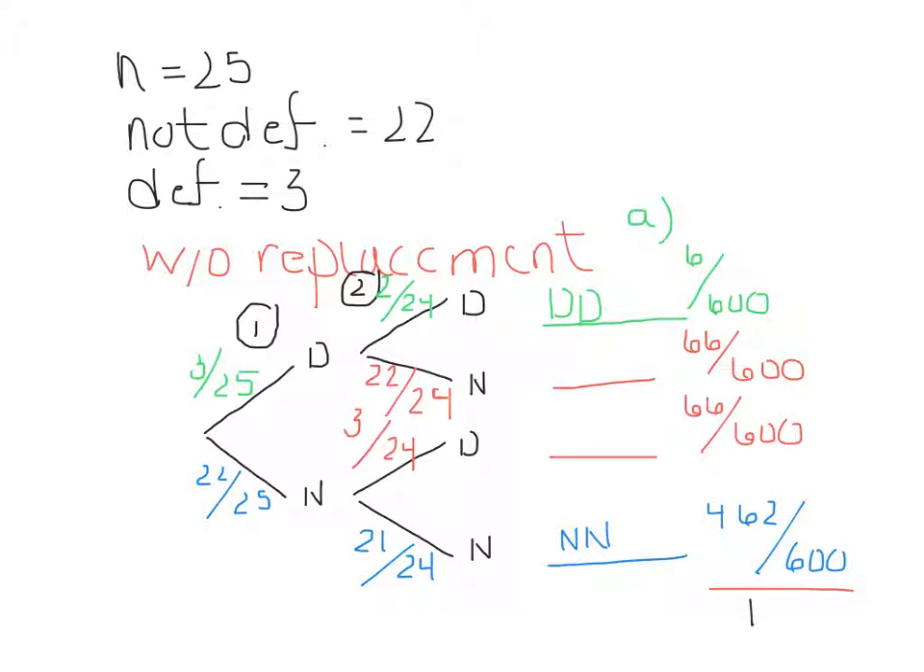In B, what's the probability that exactly 1 is defective? Exactly 1 being defective would be the sum of these two probabilities, because either the first was defective and the second was not, or the first was not defective and the second was. With or, we know to add probabilities. So this would be a 132 out of 600 probability. In C, what's the probability that neither is defective? Well, that would be my double N. So that would be my 462 out of 600.